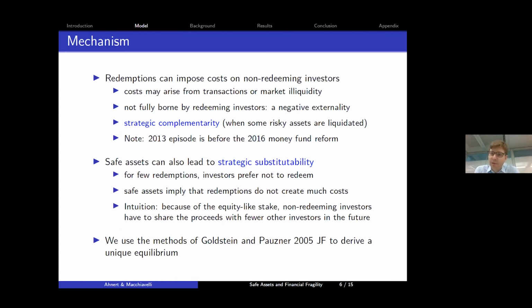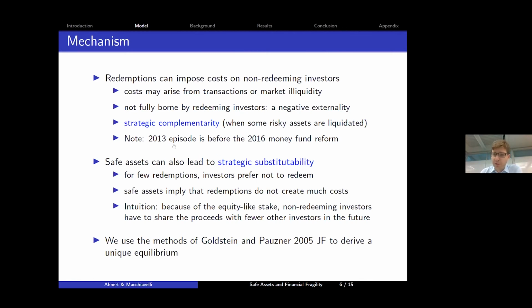And once we allow for both risky and safe assets, we can get two results in terms of strategic complementarity. So we can get the standard results that people have emphasized in the literature, whereby redemptions of some investors impose costs on non-redeeming investors. This arises from either transaction costs that the fund has to incur or market illiquidity. And the idea, as Guillaume in his discussion also mentioned, is that these costs are not fully borne by redeeming investors and then impose a negative externality on non-redeeming investors. And as a result, there can be strategic complementarity in redemption decisions. My incentive to redeem increases in the proportion of all of the other investors redeeming from the money fund.